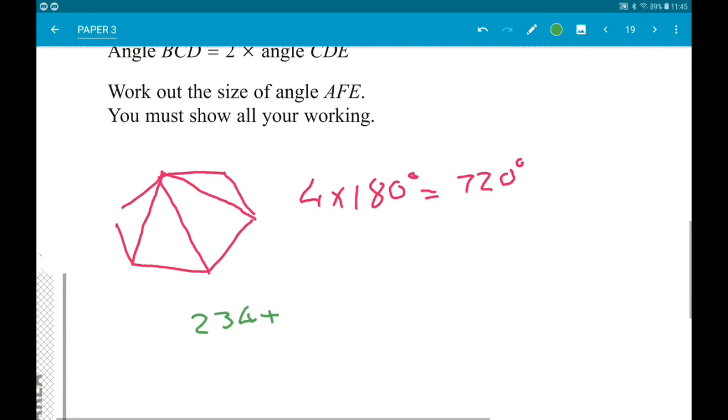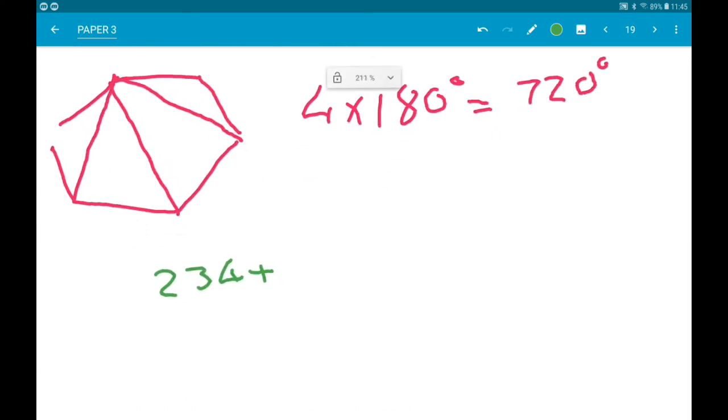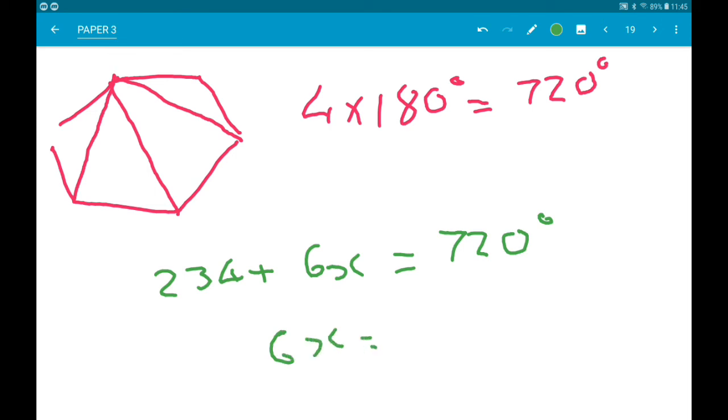So we know 234 add 6x is equal to 720 degrees. So if we take away 234, we get 6x is equal to 486.